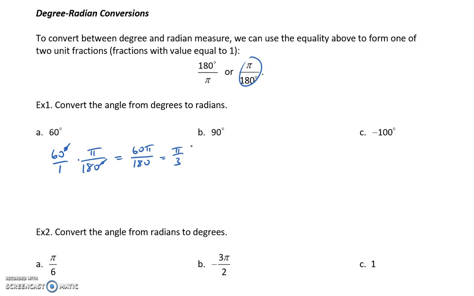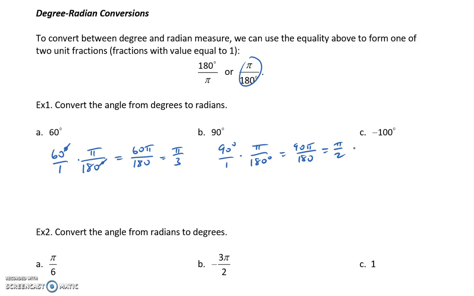90 degrees. Okay, this is very similar. Take 90 degrees, let's just write it over 1 to make it look like a fraction. Multiply by pi over 180 degrees. That would be 90 pi over 180. And 90 goes into 180 twice. So that simplifies to pi over 2. So 90 degrees is equivalent to pi over 2 radians.